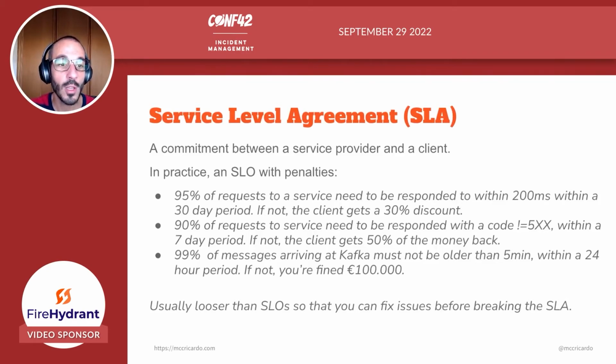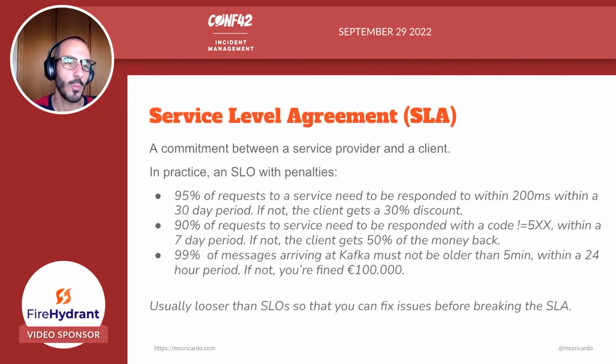They are usually looser than SLOs, so that if we breach an SLO, we actually still have some time before breaking the SLA. So looking at the first example, if we had an SLO of 2 nines, so 99%, this meant that if I breached that SLO, I still had 4% of unreliability to burn, so to speak, until my SLA was breached.